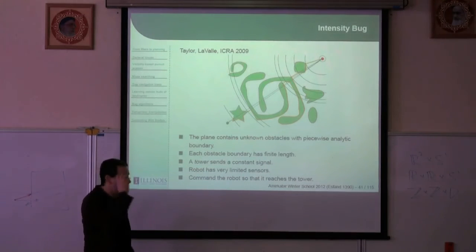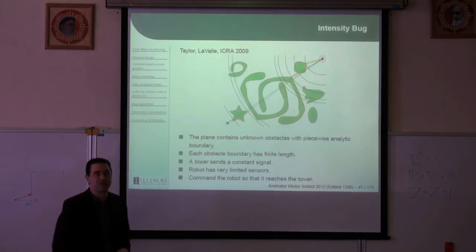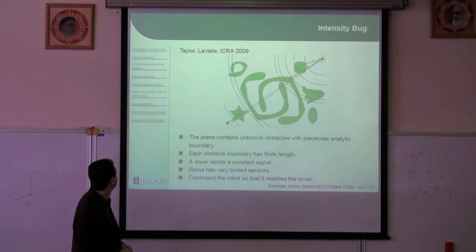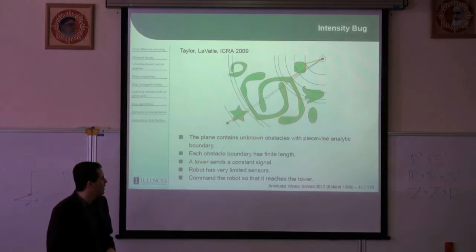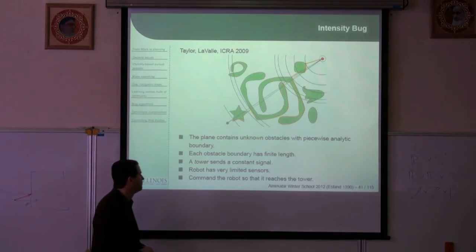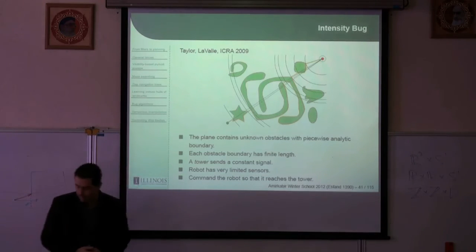And the robot has very limited sensors, which I'll talk about in a bit, and we command the robot so that it reaches the tower. That's the idea. We command the robot so that we say, go to the tower.